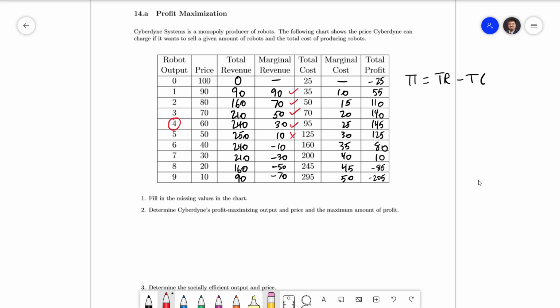We can confirm this by looking at the total profit column, where we see that at a quantity of 4 and price of 60, we have 145 profit, which is higher than any other value on the chart. So we'll fill in our monopoly quantity is 4, monopoly price is 60, and monopoly profit is 145.